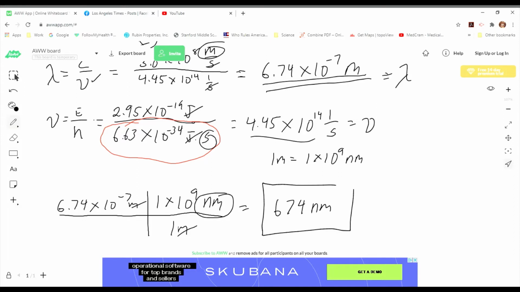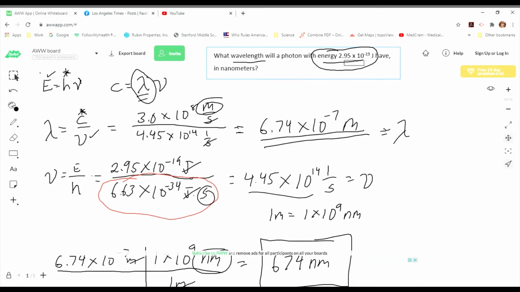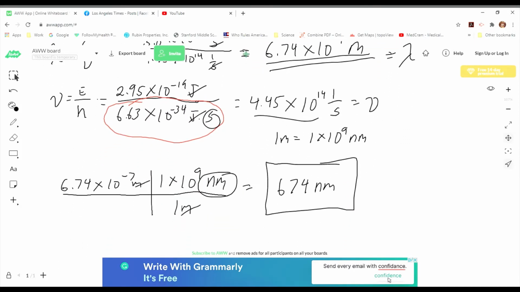Okay, and so there is my answer to this question up here. What wavelength will a photon with energy 2.95 times 10 to the minus 19 joules have in nanometers? It's right here, 674 nanometers.